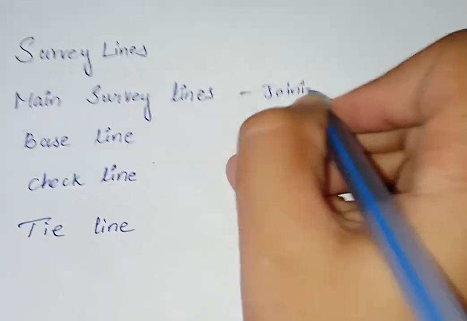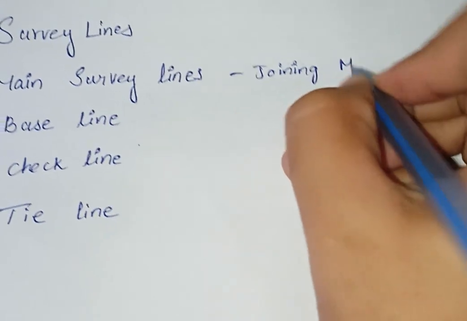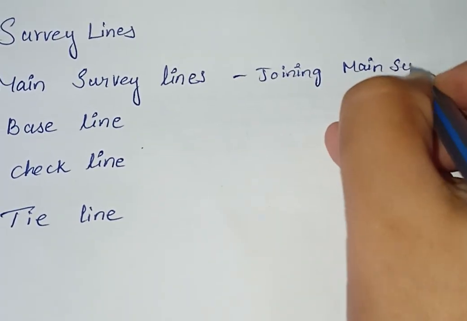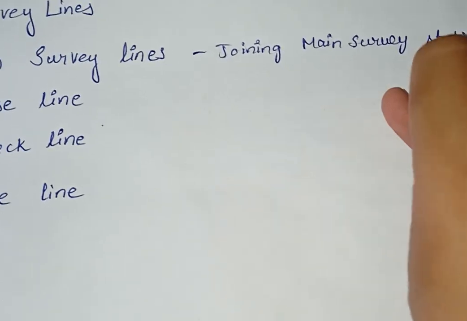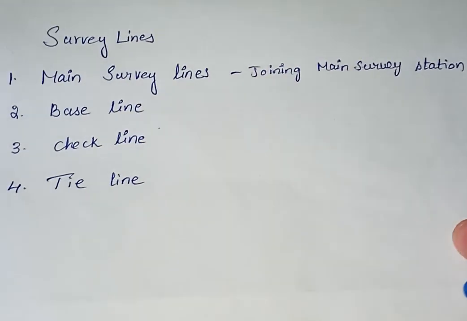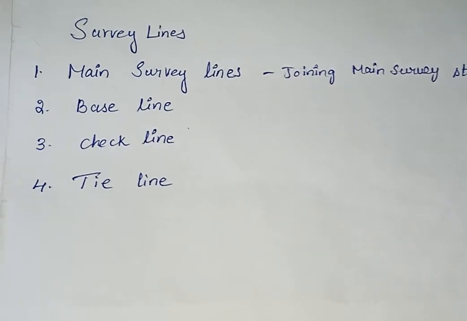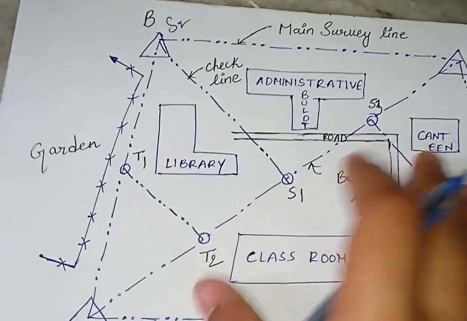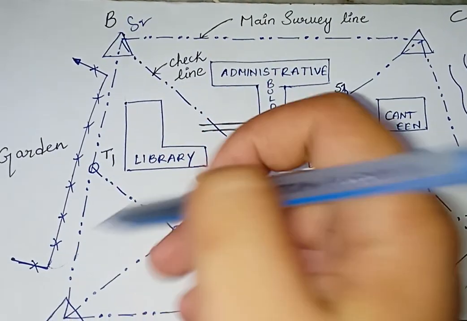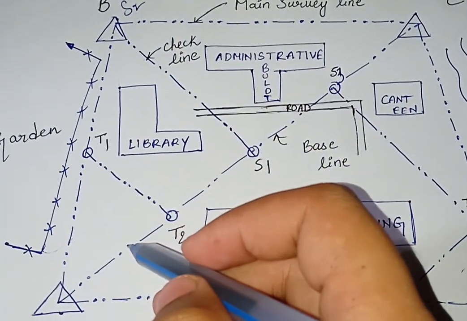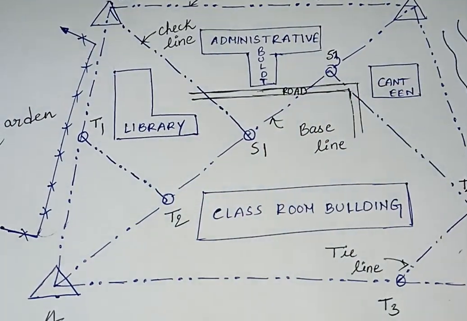Joining main survey station. Means the lines which are joining the main survey stations are known as main survey line. What is meant by main survey line? See, this line, this dotted line, is known as a main survey line because it is joining the main survey stations.